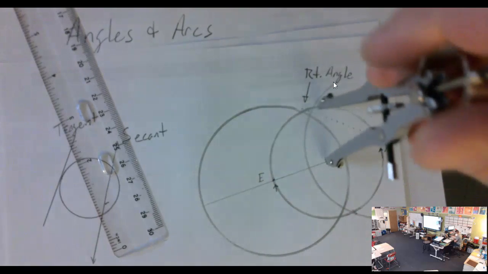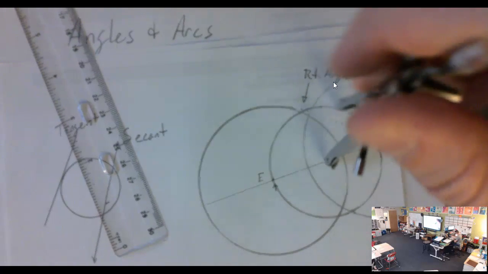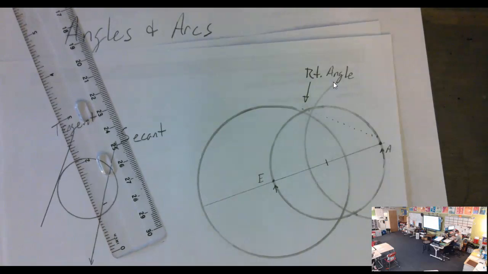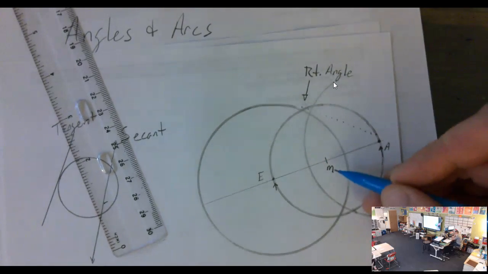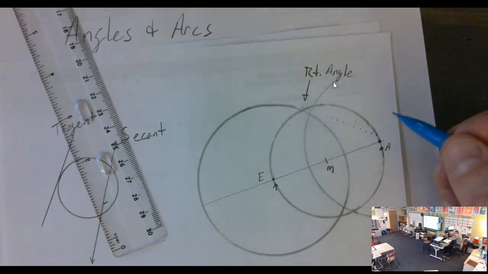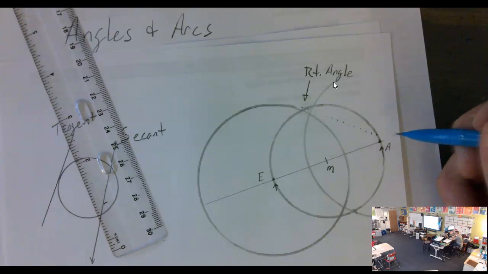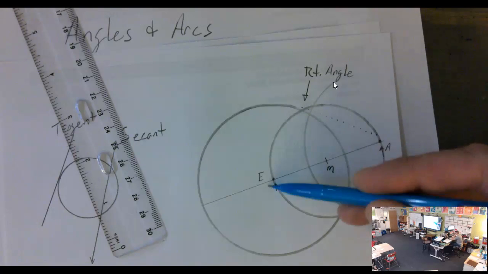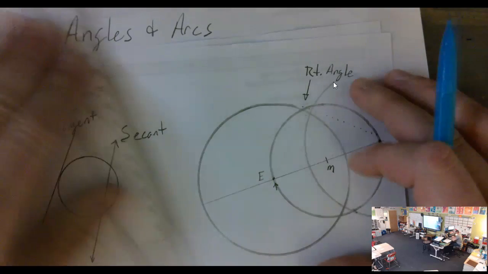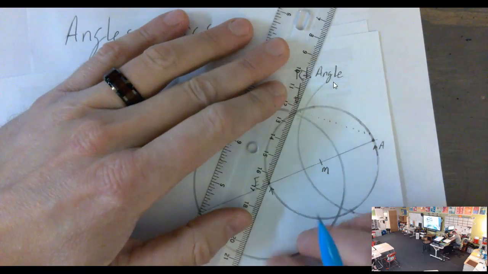Okay, so now I've got circle whatever, M, I guess we could call it, since this was a midpoint. M seems like a decent name. So we said, as long as I connect my chords to the edges of the diameter, it makes a 90 degree angle.